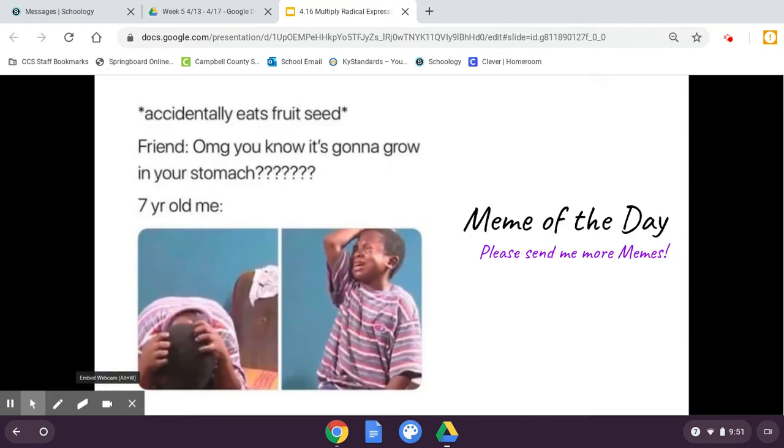All right, here is your meme of the day. Accidentally eats fruit seed. Friend: Oh my God, what's gonna grow in your stomach? Yes, I totally thought about this when I was a kid.